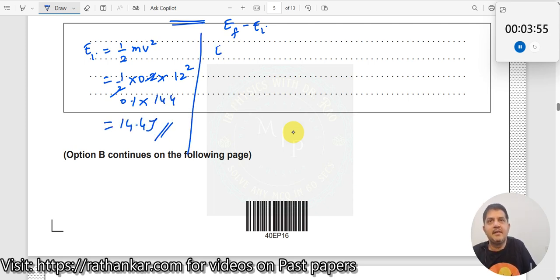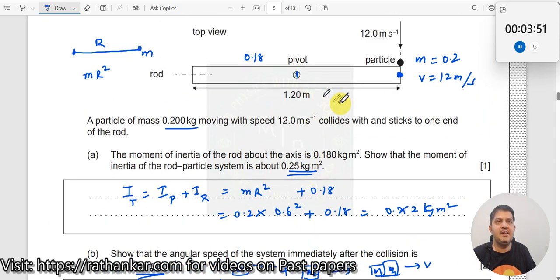Then E final. Now what will happen to E final? When the particle is incident onto it, this rod starts moving like this. Does it move in a horizontal way? No, it moves in a rotational manner.